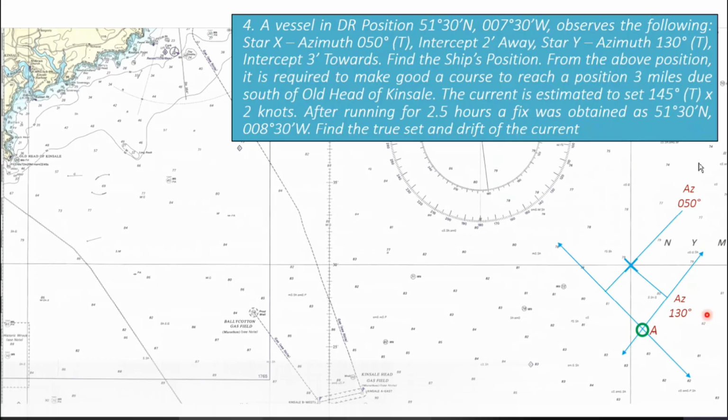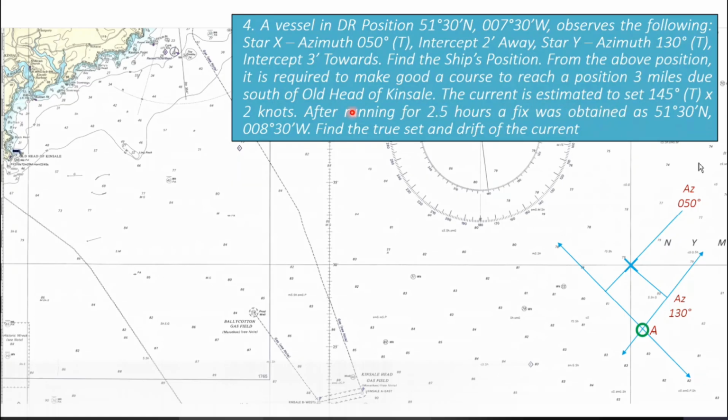So the first part of the question is done. They wanted us to find the ship's position, which we have obtained. We can read off the latitude and longitude of this particular position from the chart. Now in the second part, it says that we are required to make good a course so as to reach a position 3 miles due south of Old Head of Kinsale Light.